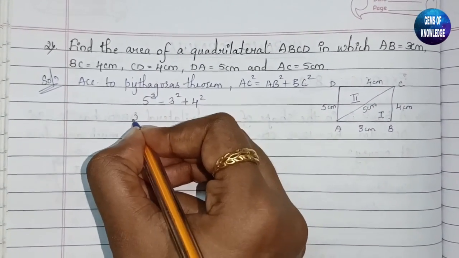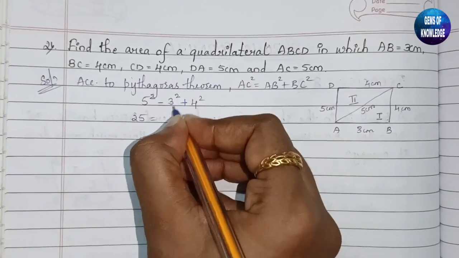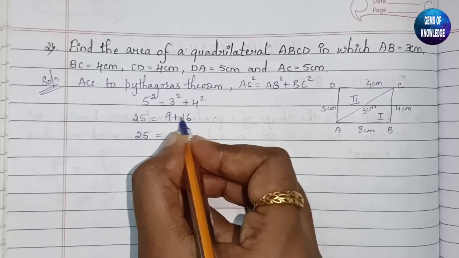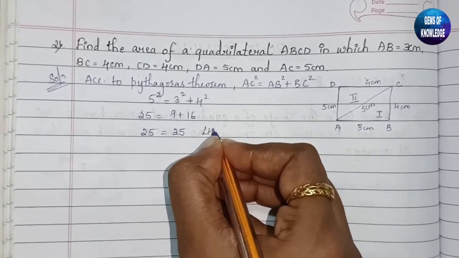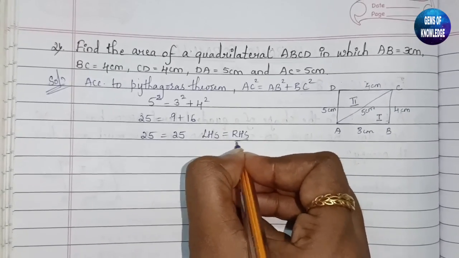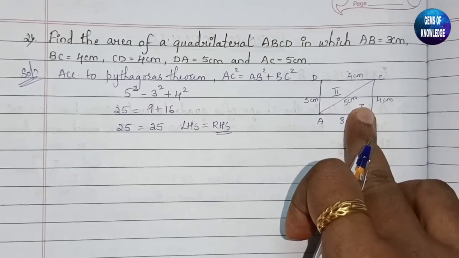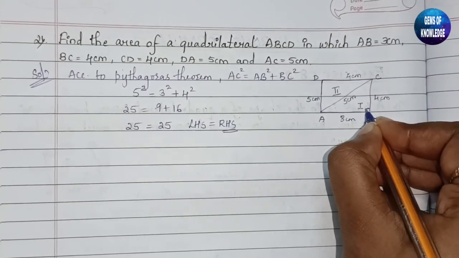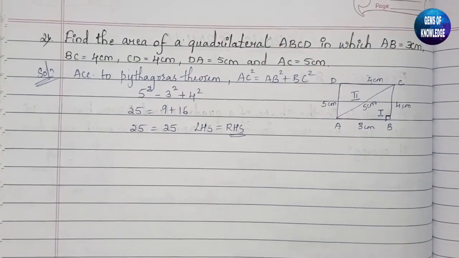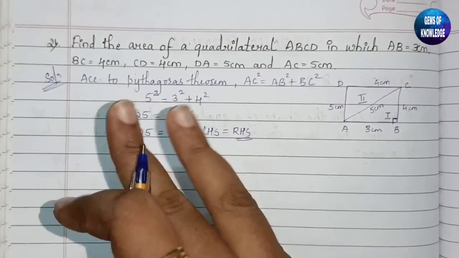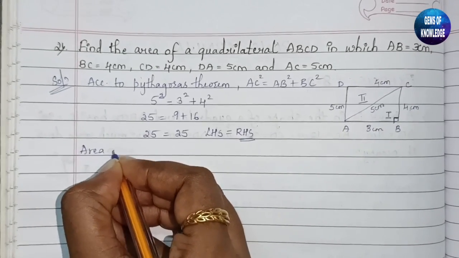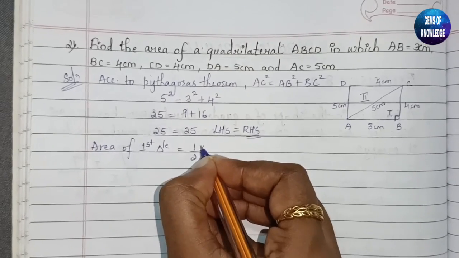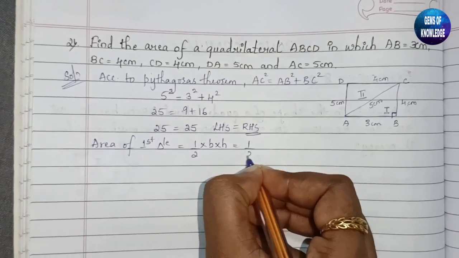So let us find out. 5 5s are 25. We are getting 3 3s are 9 plus 4 4s are 16. So 25 is equal to 16 plus 9, which is also 25. So LHS is equal to RHS. It means this triangle holds the Pythagoras theorem. It means that this is a right angle triangle. Now according to this, area of first triangle is equal to half into base into height. So half will be as it is.